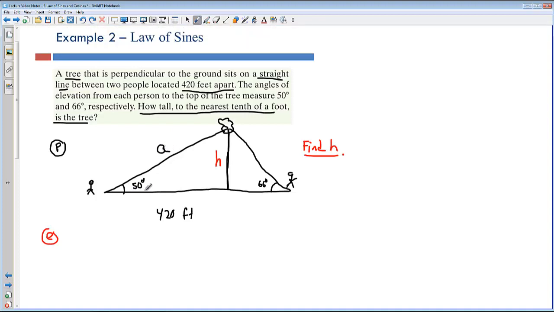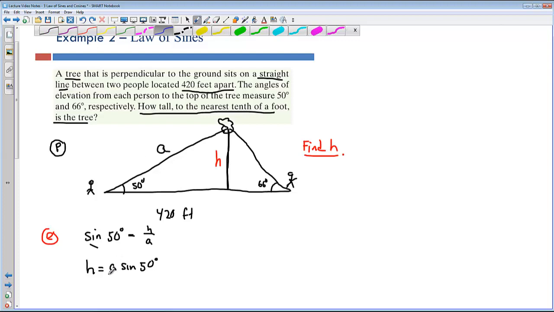What I know is that if you take the sine of 50 degrees, it's going to be the opposite over the hypotenuse. So here you could say the sine of 50 degrees is equal to h over a. You can solve this for h by moving over the a, and this tells you that h is equal to a times sine of 50 degrees. So now our problem, instead of finding h, is to figure out what this a value is.